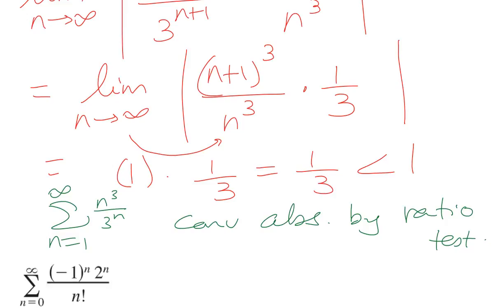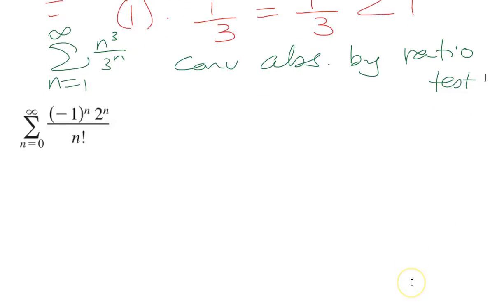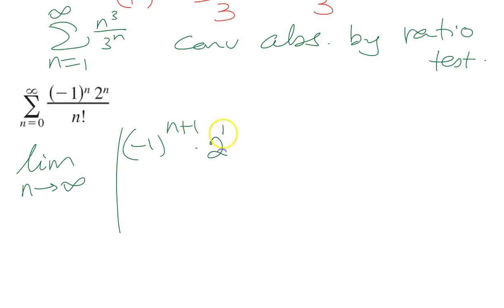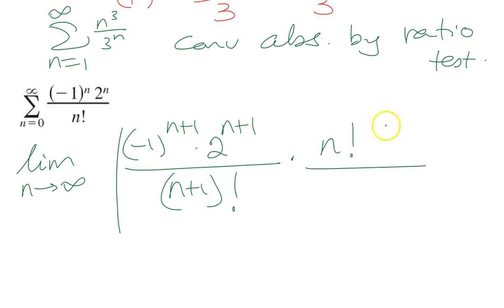Okay? Next question. Can you determine the convergence or divergence of this by the ratio test? Find the limit as n goes to infinity of a_(n+1) divided by a_n. What's a_(n+1)? Negative 1 to the n plus 1, 2 to the n plus 1 over n plus 1 factorial divided by a_n. Flip it: n factorial over negative 1 to the n, 2 to the n.